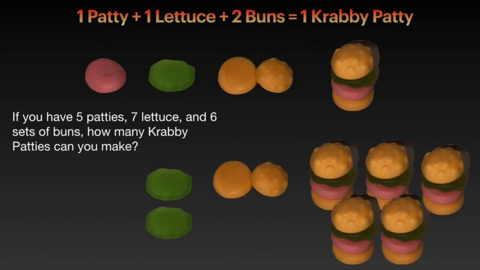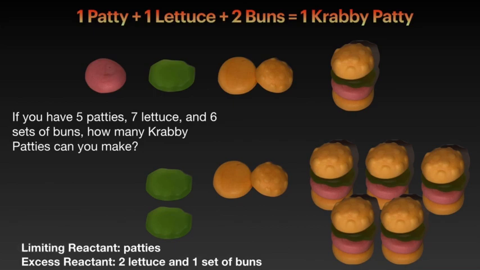If you have 5 patties, 7 lettuce, and 6 sets of buns, how many Krabby Patties can you make? Our balanced equation for this is 1 patty plus 1 lettuce plus 2 buns equals 1 Krabby Patty. By following the equation, we can only make 5 Krabby Patties, and there were 2 pieces of lettuce and 1 set of buns left over. So that makes the limiting reactant the patties, and the excess reactants 2 pieces of lettuce and 1 set of buns.